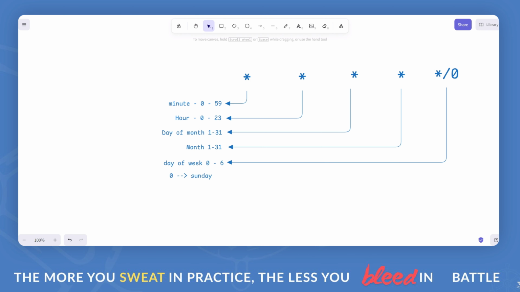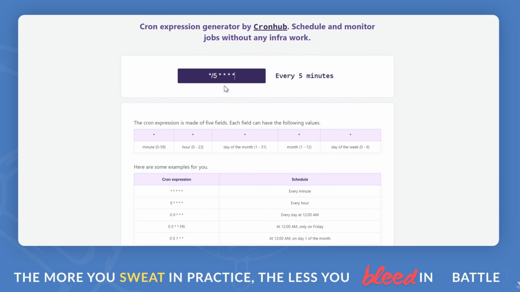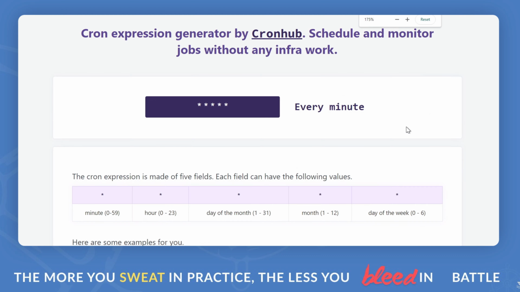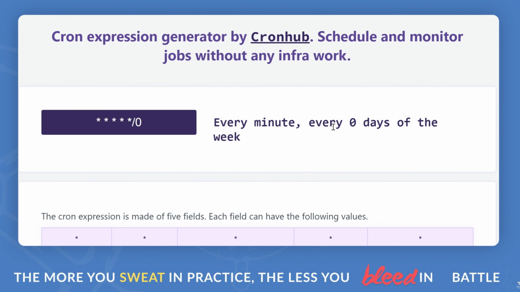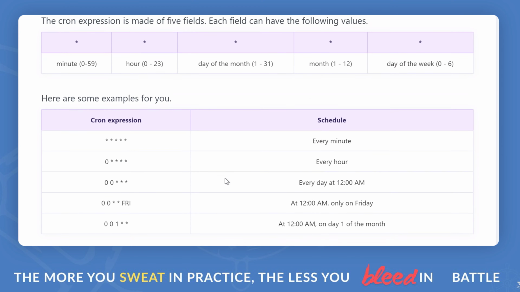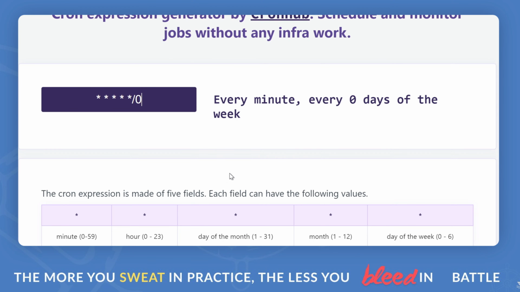Whenever you are coding, there is a good website you can search, where you can write whatever number it is. So I can copy and write 0 here. So every minute, every 0 day of the week. But what is day 0? We know it's Sunday. So every Sunday. And if we write 5 here, then every 5 minutes on the 0 day of the week, that backup will run. So it is a good thing.